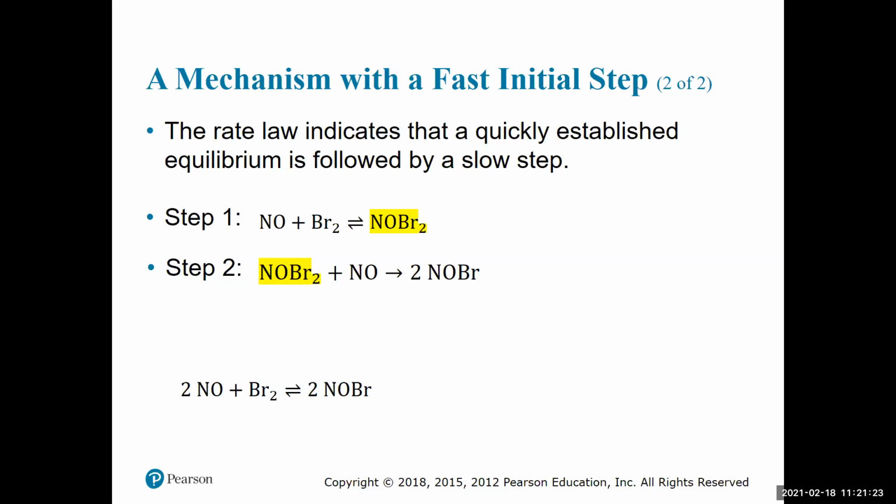NOBr2 is an intermediate because we're forming it and then we're using it up. It doesn't show up in our final equation. And if we add those steps together, we get our final equation, which is what we were told was the reaction equation before we started. So everything checked out on this.